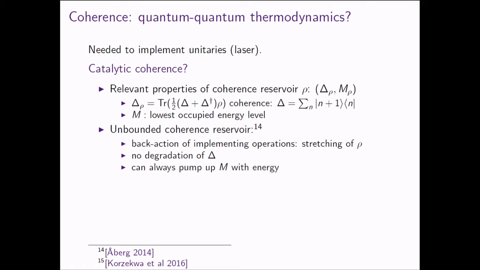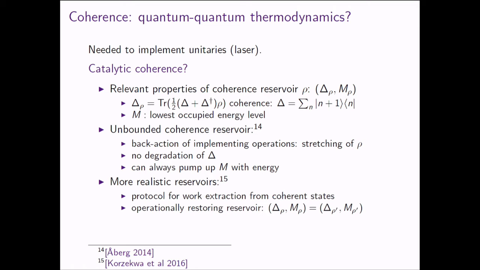So what can you do? Well, I can just pump this up with energy. I just add energy to this system. This is interesting because it sounds like you can trade. If you start with some initial coherence, then you can just add energy and keep this coherence for all practical purposes that you're interested in. So in that sense, we say that it acts as a catalyst. Anyway, this is in the very specific case of taking a harmonic oscillator that is actually unbounded in both directions. Then you can start looking at more realistic reservoirs.